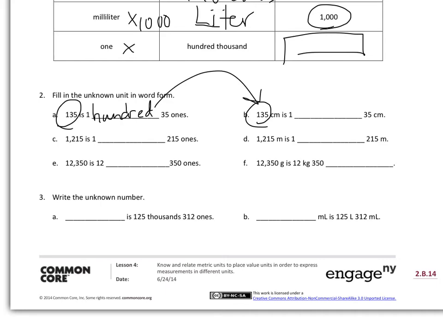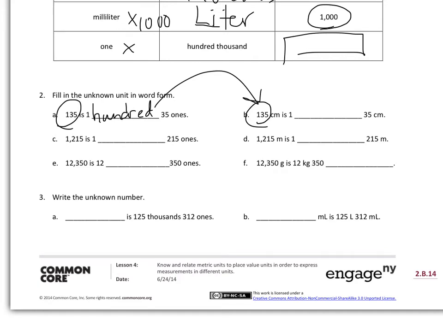The next one, we have 12,350 is 12. Well, what place value did you hear me say when I said the number? That's going to help you know what unit we're talking about. 12,350 grams is 12 kilograms, 350. Well, what's the unit that you see on F? That's going to be the same unit behind the 350.